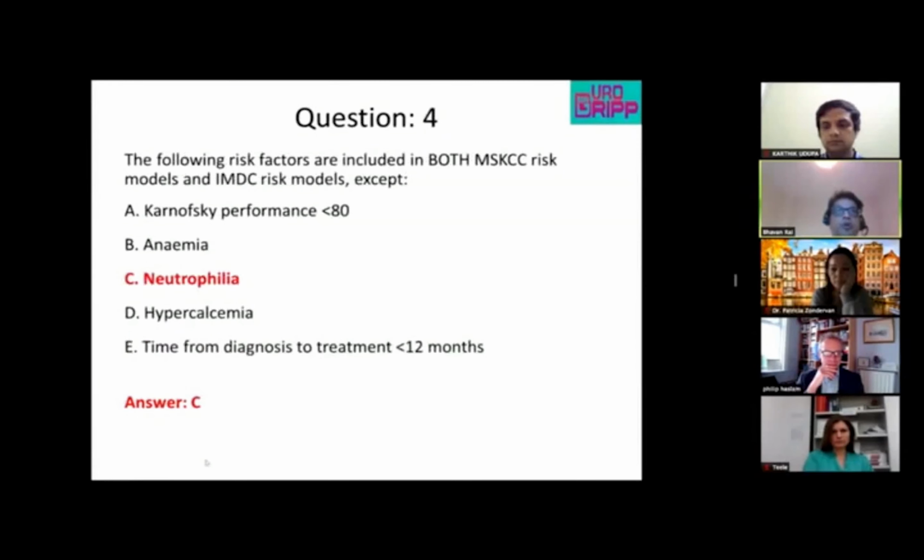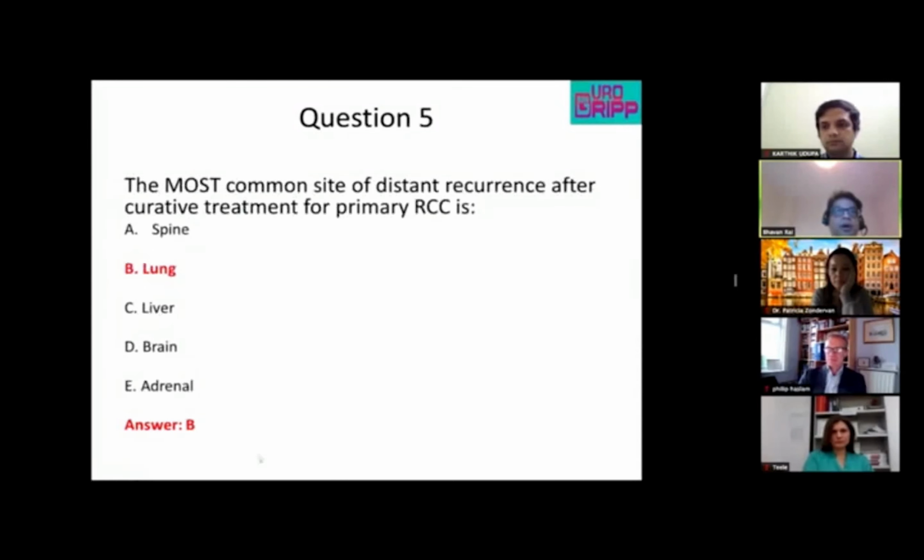The fourth question was, which domain is not present in both models? That was neutrophilia. Neutrophilia is only present in IMDC. It is not present in the MSKCC model. And the last question was a relatively straightforward one: what is the most common site of metastatic disease after curative nephrectomy for RCC? And the answer is lungs.